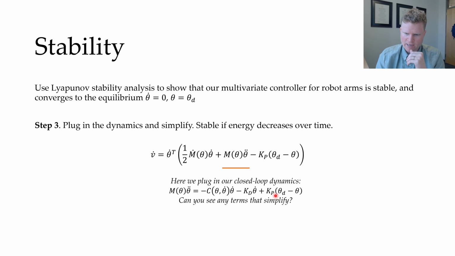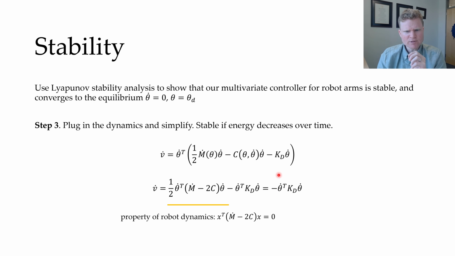Hopefully you notice that, all right, I've got positive kp right here, I've got the negative kp, so these two terms will cancel out. And I'm left with a few other terms. I've got 1/2 my time derivative of my mass matrix minus my Coriolis matrix, and then here's my negative kd times theta dot. If I just distribute out the joint velocity, I end up with what you see right here.